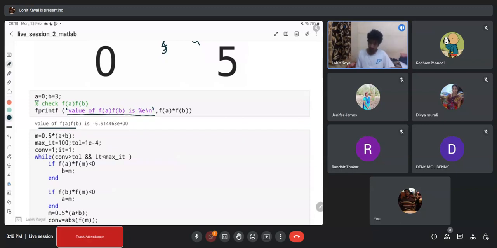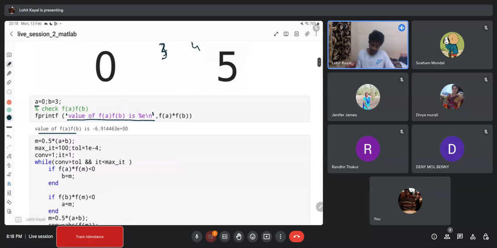Because I have put it under quotation, Matlab will think that this is not some arbitrary variable. This is a string, and Matlab will print it for you. So printf does that, but you have to put it inside the quotation. Now here this percentage e is associated to this fa and fb.